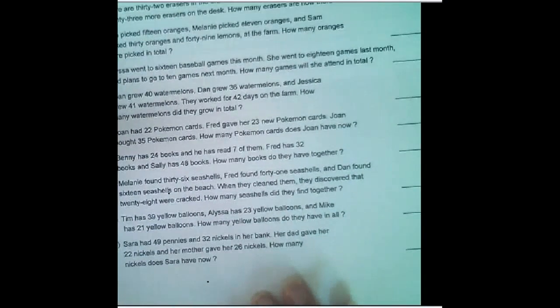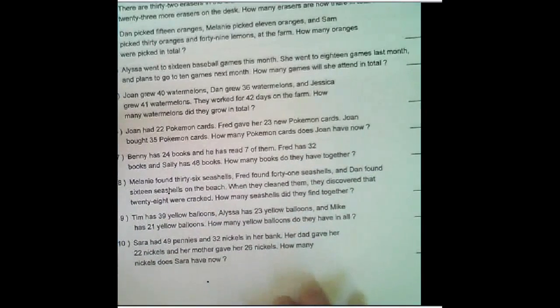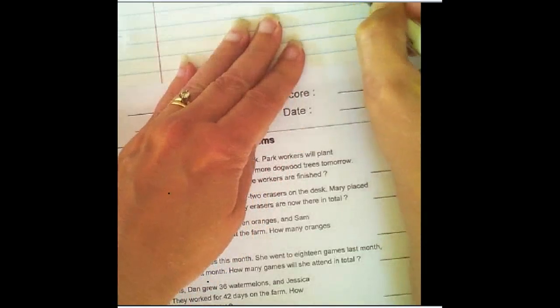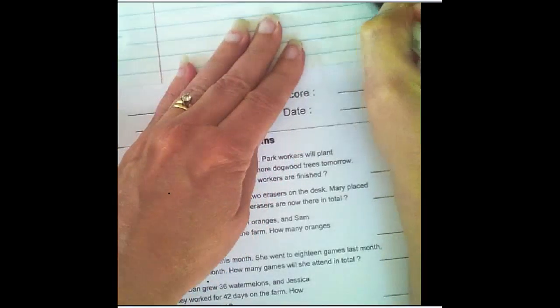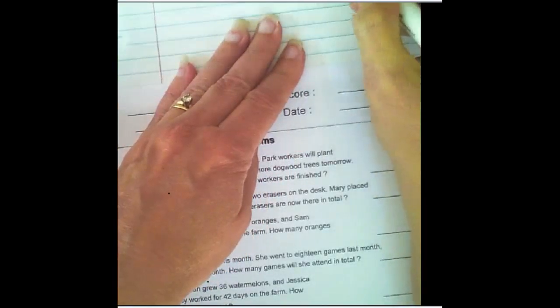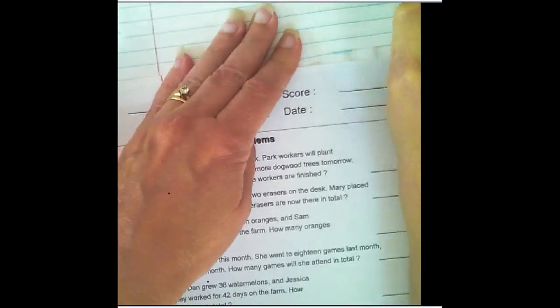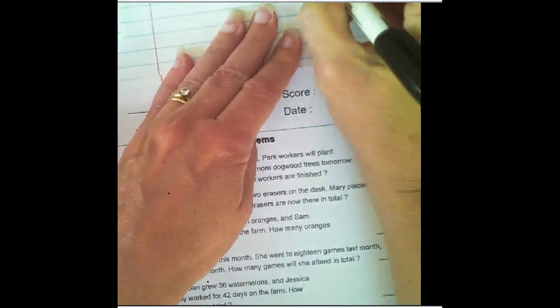And number 9, Tim has 39 yellow balloons. Alyssa has 23 yellow balloons. Mike has 21 yellow balloons. How many yellow balloons do they have in all? We're going to add 39, the 23, and the 21. 39, 23, and 21. 13, 4, 8. So we have 83 yellow balloons. Number 9.